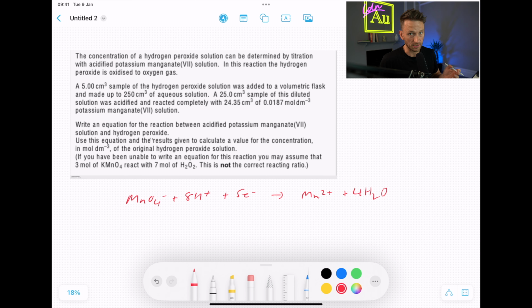So that's the oxidizing agent, and the oxidizing agent is always reduced. And then we're told in the question that the peroxide is oxidized, so I'm just underlining that bit there, to form oxygen gas. So this equation is going to be H2O2 goes to O2 + electrons, as it's been oxidized, + H⁺. So to balance that, I need to put a 2 in front of the H⁺ and a 2 in front of the electrons.